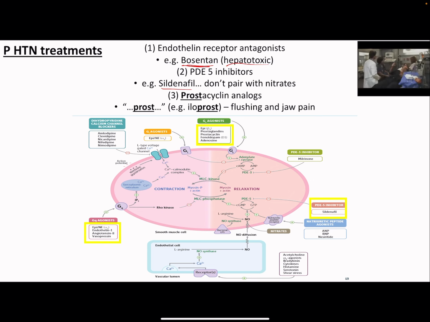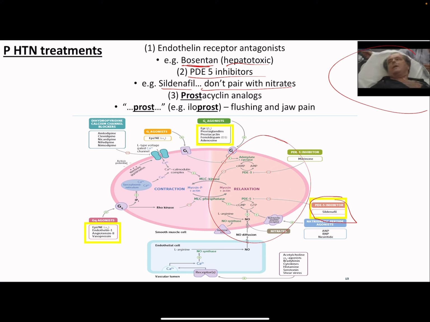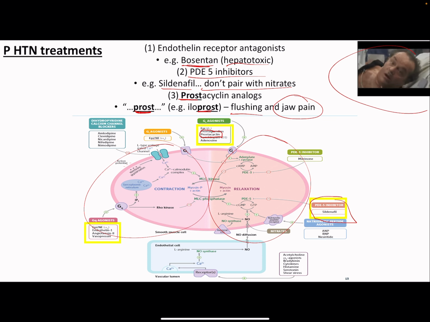Sildenafil, also known as Viagra, don't pair with nitrates, is a PDE5 inhibitor. Remember that everything on this side causes relaxation, everything over here causes contraction, and prostacyclin analogs. So we see prostacyclin here, which would be on the relaxation side, antihypertensive. Look for the drug with prost in the name. Side effects are flushing and jaw pain.